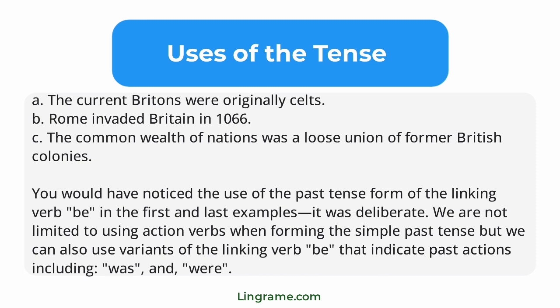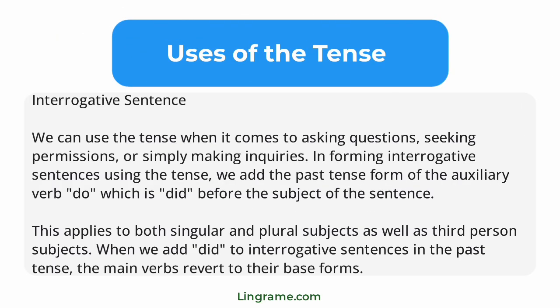You would have noticed the use of the past tense form of the linking verb, be, in the first and last examples. It was deliberate. We are not limited to using action verbs when forming the simple past tense, but we can also use variants of the linking verb, be, that indicate past actions including, was, and, were.